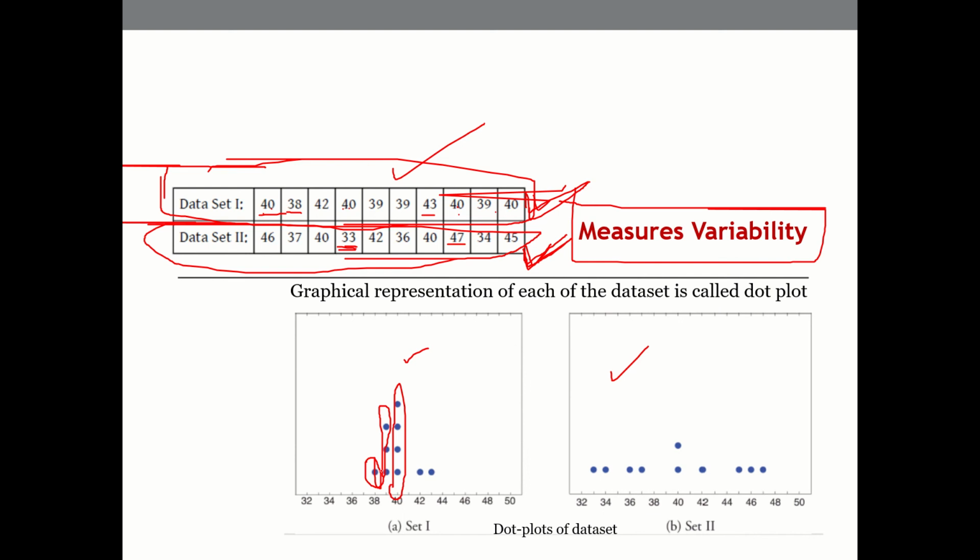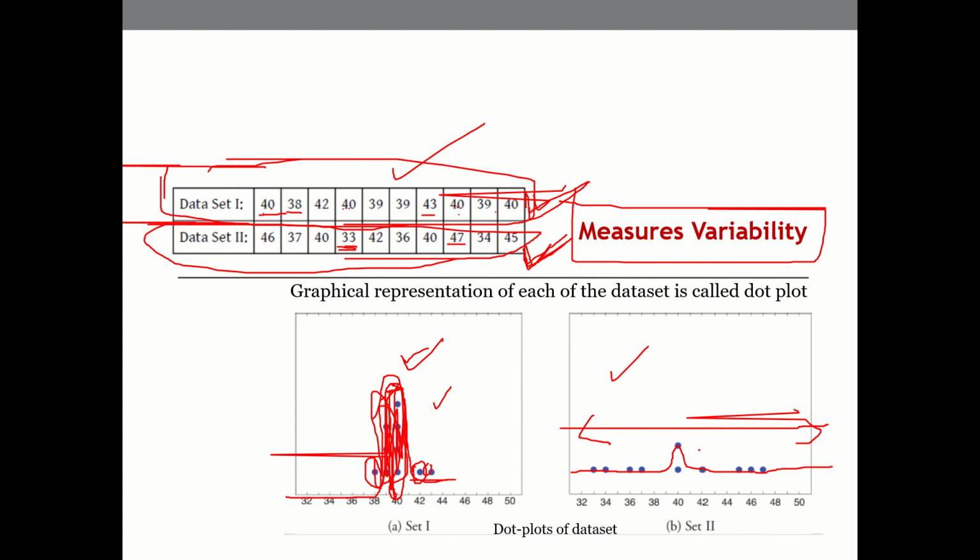In 40 we have 4 data points, in 39 we have 3, and so on. Clearly, in 39 and 40 the concentration is higher, with the most occurrences. If you see the other data set, it's spread out. Except for one, the data is actually flat, so we can't clearly judge the results.